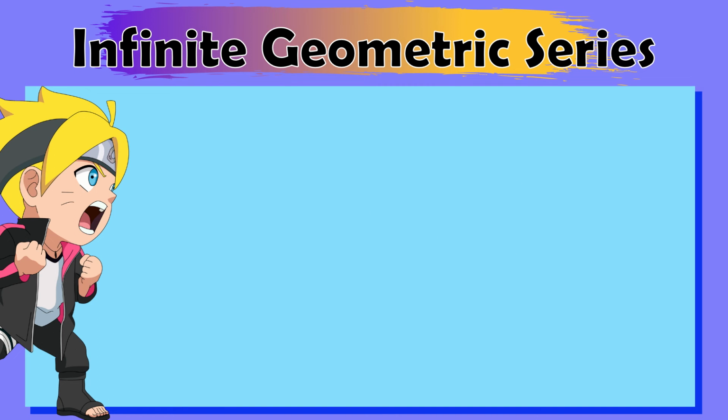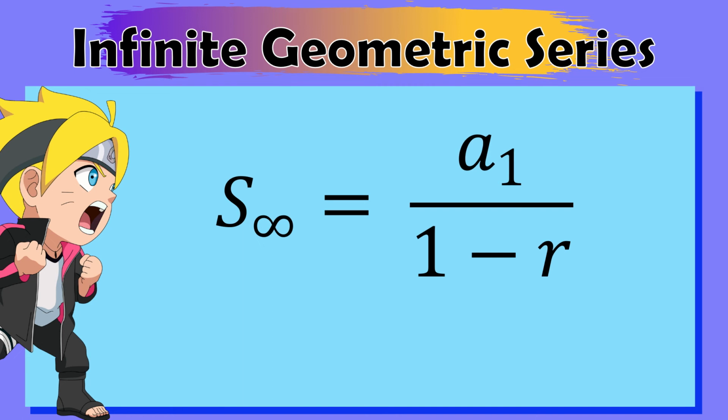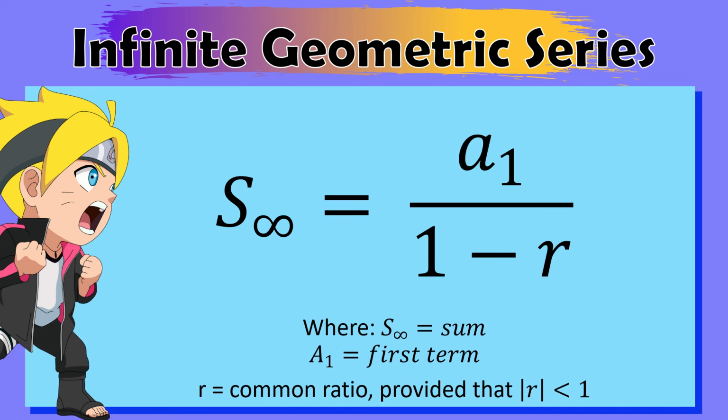Now, let's have the formula. So we have S sub infinity is equal to a sub 1 over 1 minus r. S sub infinity is the sum of the terms of the infinite geometric series. A sub 1 ay hindi po nagbabago, that is still and will always be the first term of the series. And r is the common ratio.